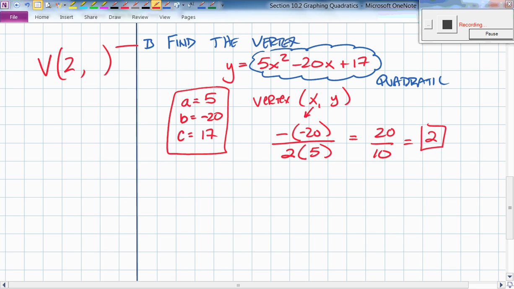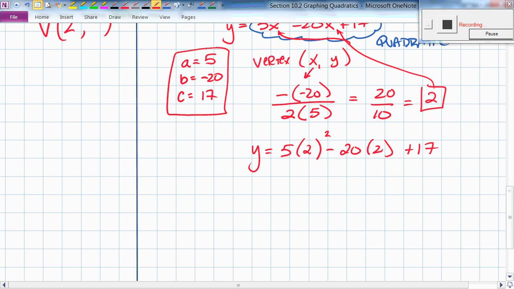So you plug in the x-coordinate 2 to the quadratic. Dude, you got it. It's absolutely right. You plug the 2 right there, plug the 2 right there, and we're going to get the y-coordinate. So y has to be 5 times 2 squared, minus 20 times 2, and then plus 17. Okay. So we'll have the calculator for this one. We'll go 5 times 2 squared minus 20 times 2 plus 17. Did I do it right? Let's see. Yep.